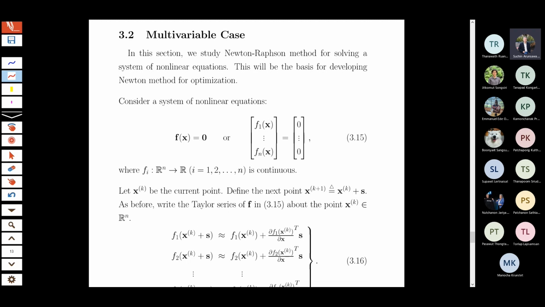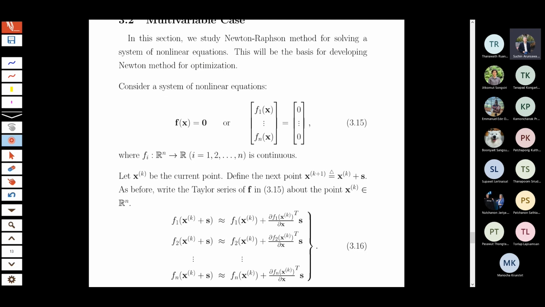Here the system of nonlinear equations is defined by the equation f(x) equals 0, where f is a vector and x is a vector. So f is a vector of f1, f2 up to fn, and x is a vector of n variables, x1, x2 up to xn, right? So here we have n unknowns and n equations.